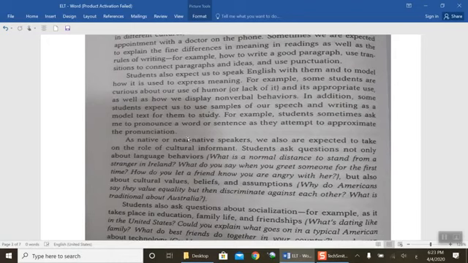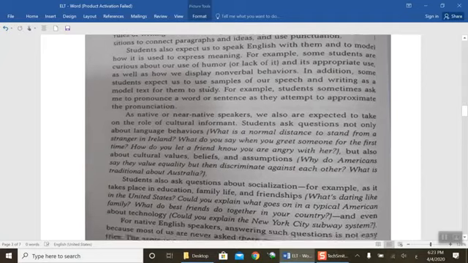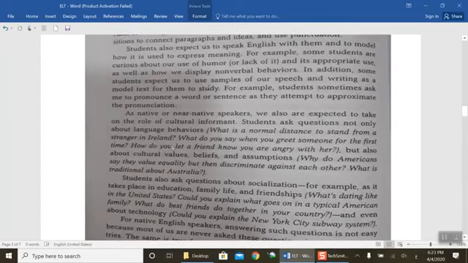The student comes to you and says, please pronounce this word, how do you pronounce this word, to take the correct pronunciation from you. Or a sentence, how you say this sentence. They attempt to approximate pronunciation. They want to imitate us. So this is the second point, as native or near native speakers.